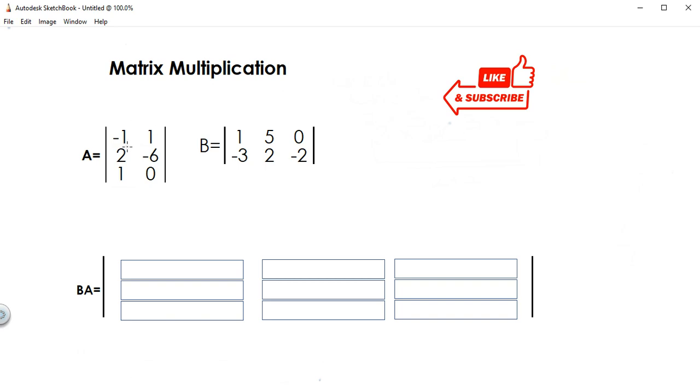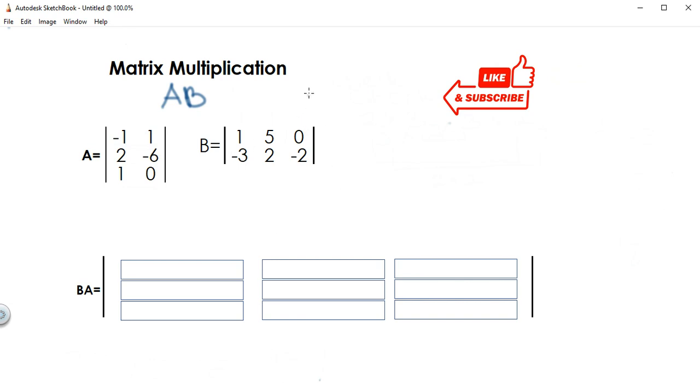Right, hello everyone. So today we are doing part two of our matrix multiplication. We're using the same matrices. In the first part, we solved for matrix A times B, and right now we're doing B times A. It looks the same, but they're not really.